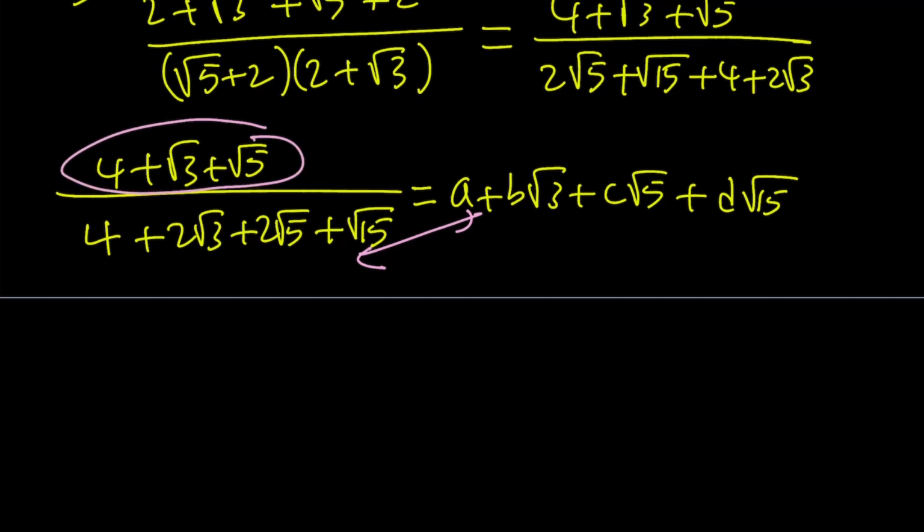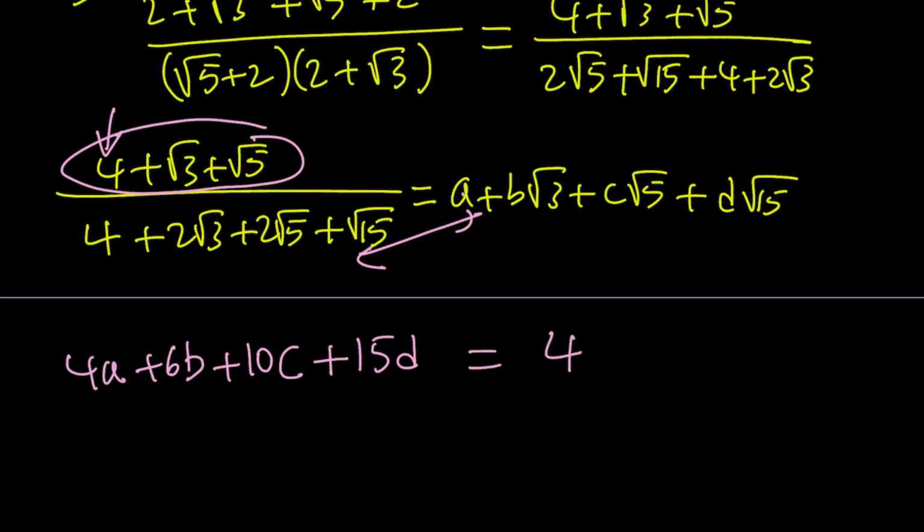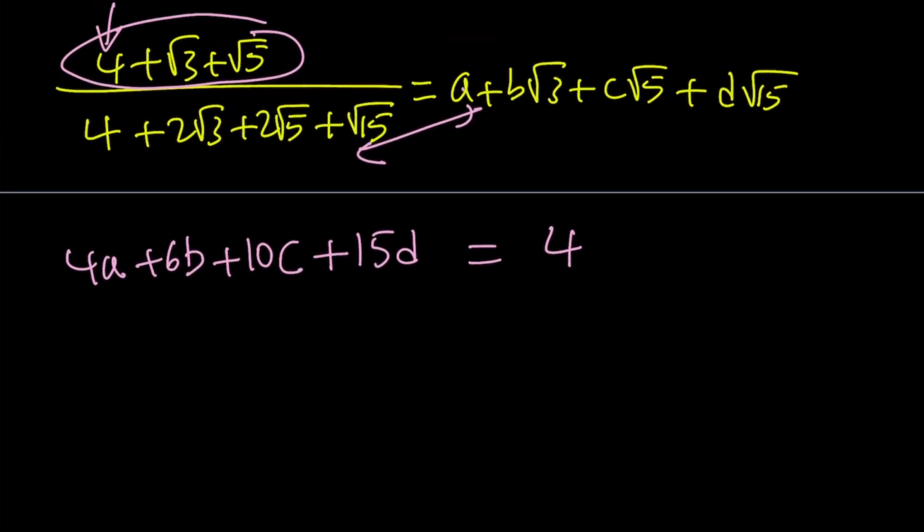For example, if you multiply 4 times a, you get 4a, which is going to be rational if a is rational. Then if you multiply 2 root 3 by b root 3, that's going to be 6b, another rational number. If you multiply 2 root 5 by c root 5, that's going to give you 10c, right? And then if you multiply root 15 by d root 15, you're going to get 15d. So those are all rational numbers. Their sum is also rational, and that is going to equal the rational number in the numerator, which is 4.